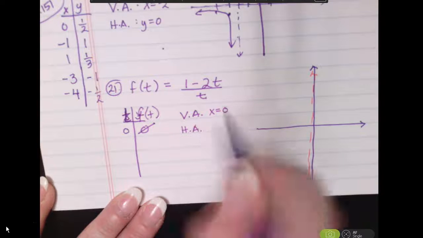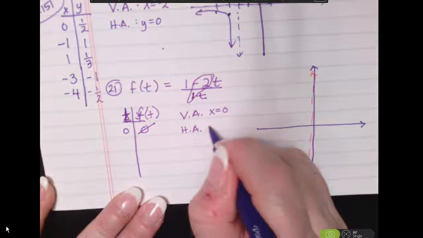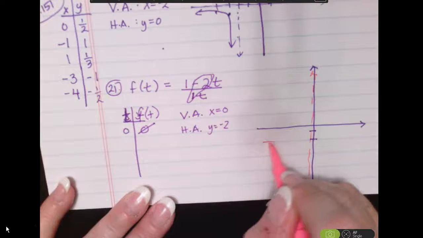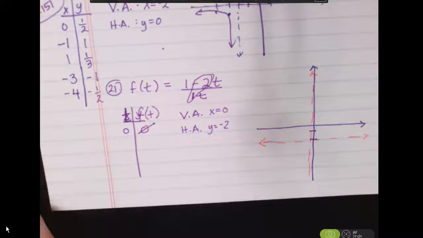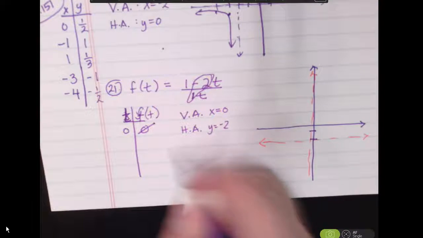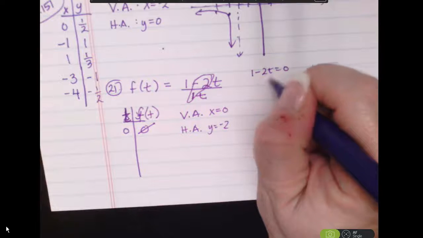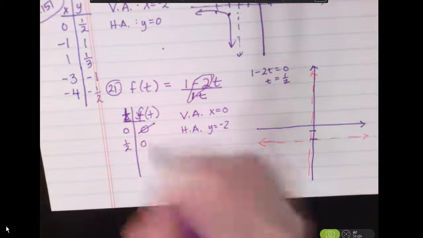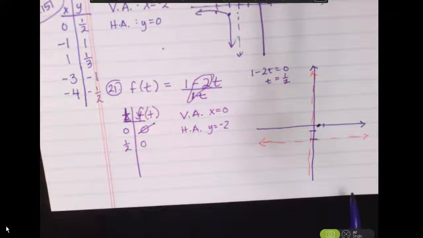My horizontal asymptote, if I look at the coefficients, that's going to be negative 2 over 1. So I'm expecting a horizontal asymptote down there at negative 2. And then I want to solve for that critical value up top. Where is the numerator equal to 0? So that's where I want to plug in and say 1 minus 2t equals 0. Subtract 1, divide by negative 2. So that's t equals 1/2. So at 1/2, my function is 0. So those are my critical points.